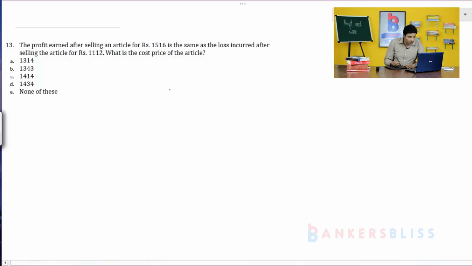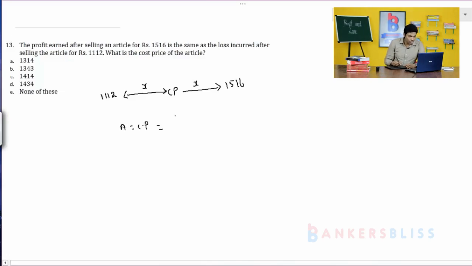So the cost price is here. Once you get a profit, that is 1516, you are selling for 1516. So you got a difference, that is the profit. Next, cost price minus selling price. The selling price is 3112. So here the loss is same. Means the cost price is in the middle. Means you have to calculate the average. So average is equal to the cost price.